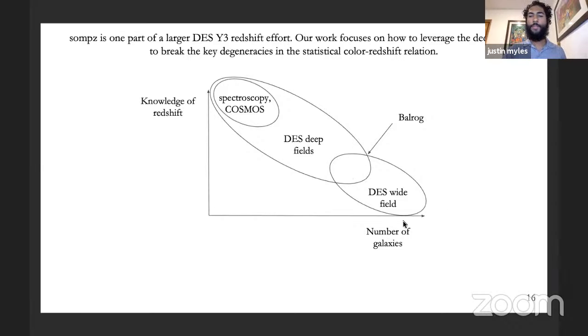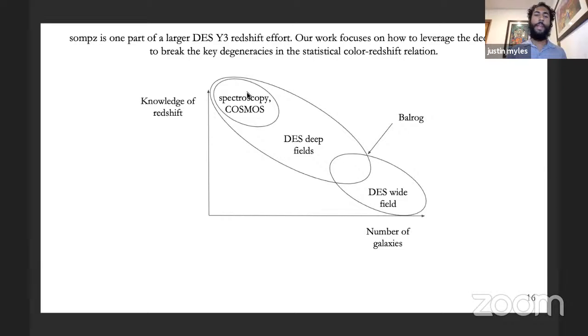So in the bottom right here, we have the DES wide field. There are over 100 million galaxies, very many, but for each one, we only use R, I, and Z, so 3 noisy photometric bands, which means we have very little knowledge about any given galaxy's redshift. And the other end of the spectrum is the upper left here, where you have galaxies for which you have spectroscopic redshifts or many-band photometric redshifts, like in the COSMOS field, where there are 30 bands of information.